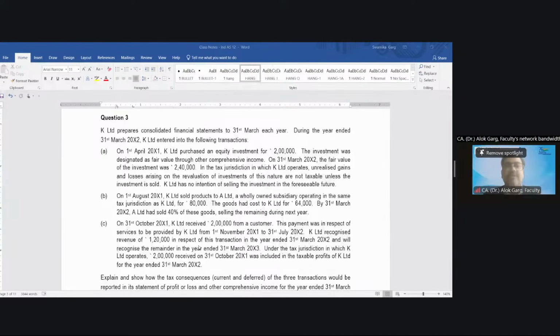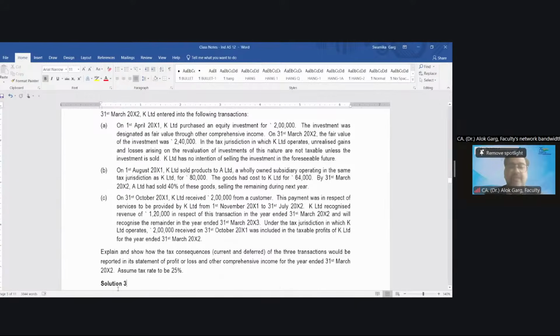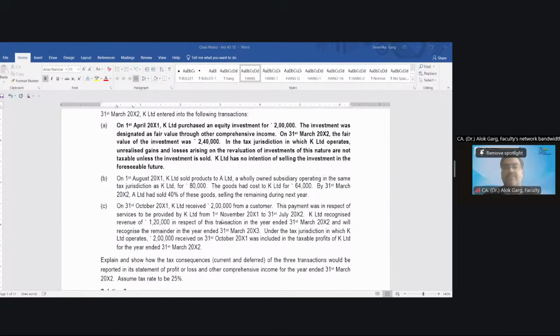So what is the ask of the question? The ask of the question is: explain and show how the tax consequences, current and deferred, of the above three transactions would be reported in the statement of profit or loss and other comprehensive income for the year ended 31st March. Assume tax rate to be 25%. What should be the answer for question number 1?